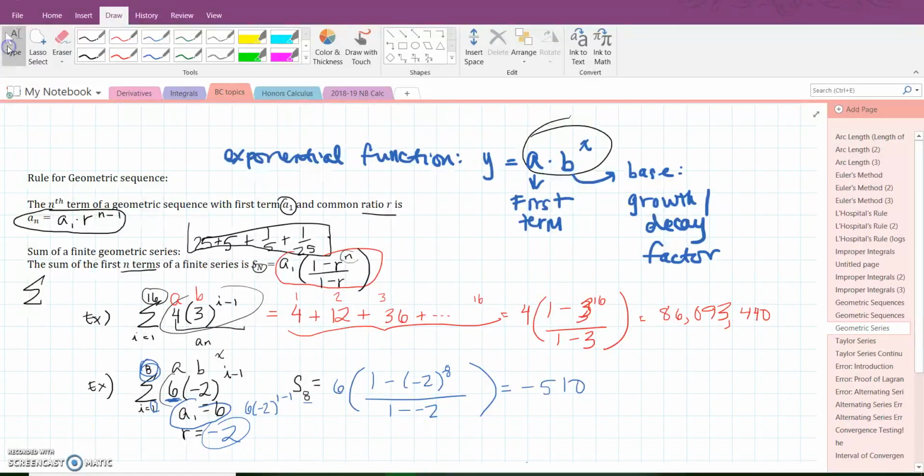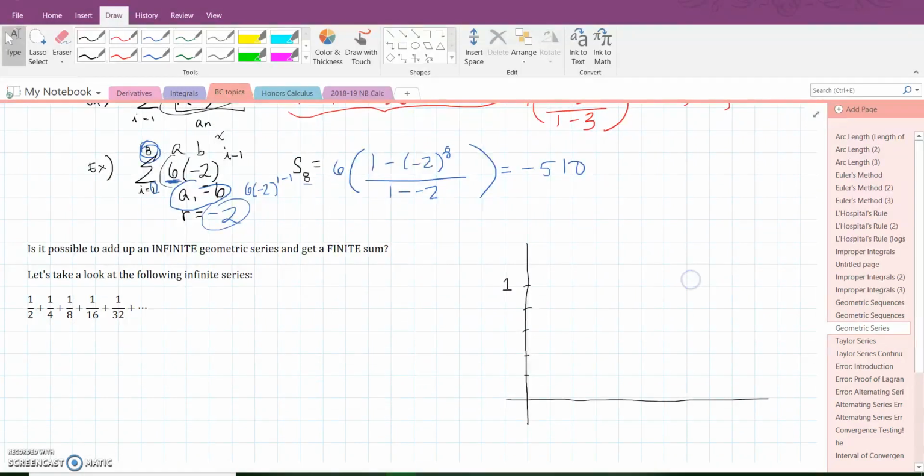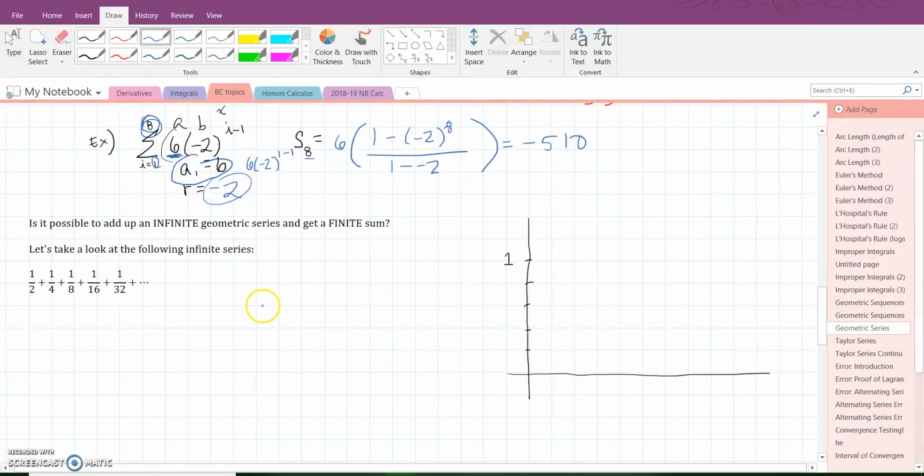So it's very easy to sum up a finite geometric series because there's a clear ending value. It doesn't go on forever. But the real question is, is it possible to add up an infinite geometric series and get a finite sum? Now I want you to think about this here. Is it possible to add up an infinite amount of numbers that go on forever and get a single value? It seems impossible, right? Because shouldn't the number keep getting bigger and bigger and not be a finite sum?